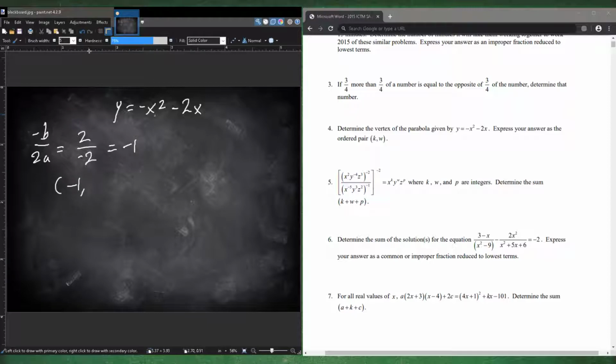So negative 1 squared is 1, times this negative 1 is negative 1. And then negative 2 times that negative 1 is 2. So 2 plus that negative 1 is 1. So this is your coordinate.